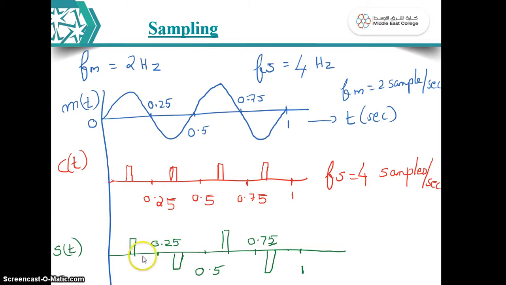So now if you look here, corresponding to this sample, the corresponding amplitude of the message will come here. Corresponding to this sample, the corresponding amplitude of message will come here. And this sample, the corresponding amplitude of message. So I have just represented my continuous time message signal completely in terms of samples. Now see, can I at the receiver reconstruct the signal if I receive only the samples?